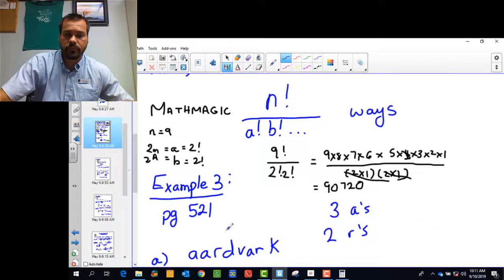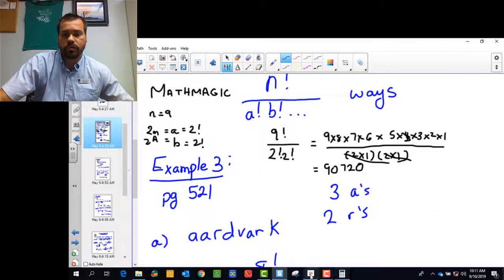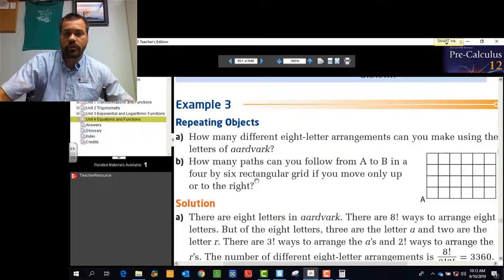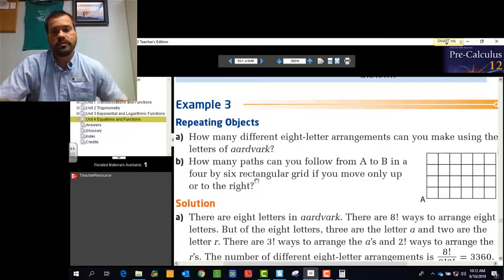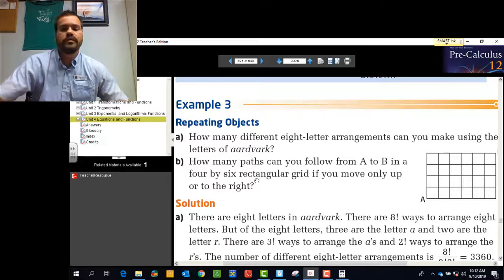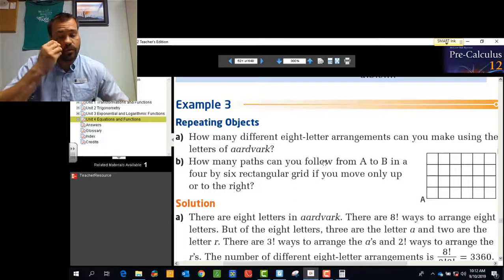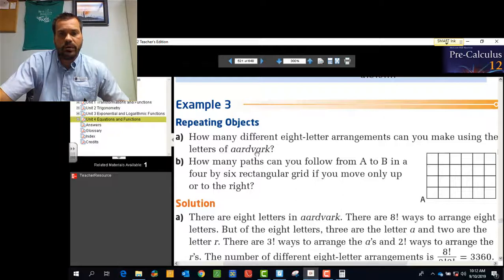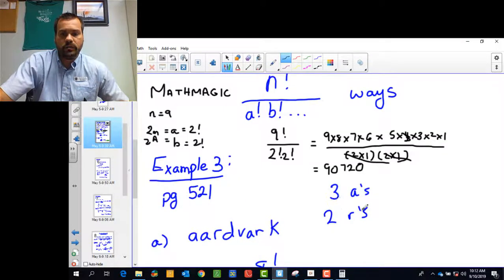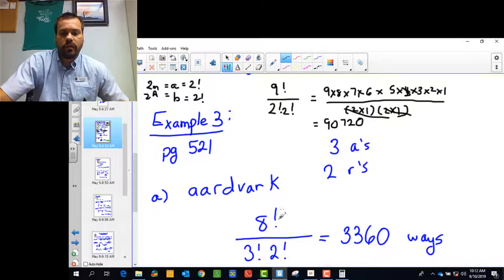If you look at example 3 in your textbook on page 521, it says, how many different 8-letter arrangements can you make using the letters of aardvark? First of all, you have to say how many letters there are total. So 1, 2, 3, 4, 5, 6, 7, 8. So there are 8 total letters. That's N. And then there are 3 A's and there are 2 R's. So we end up with 3 A's, 2 R's, and 8 letters. It's 8 factorial divided by 3 factorial times 2 factorial.